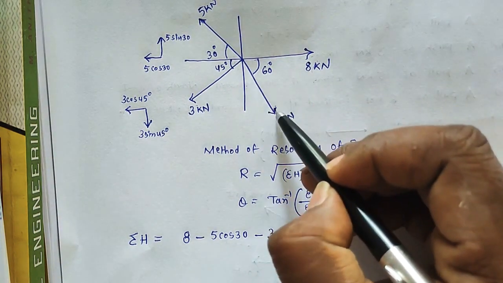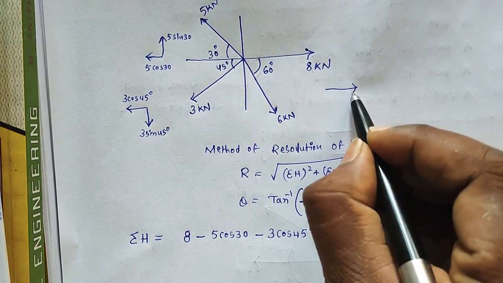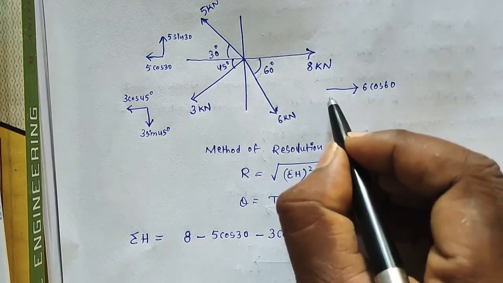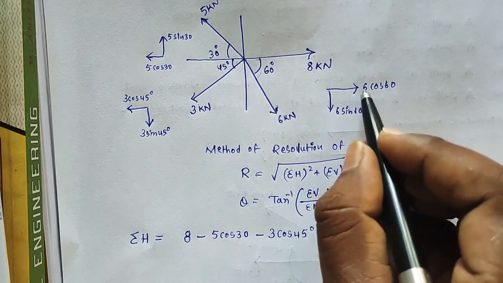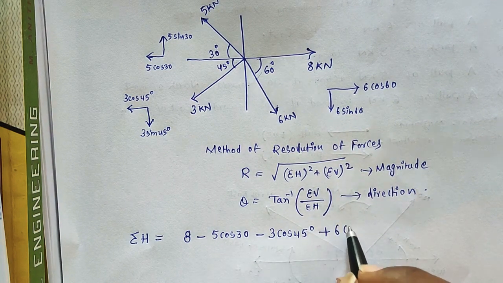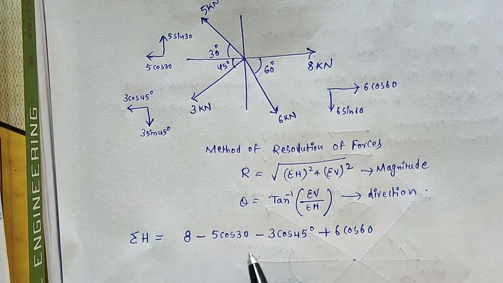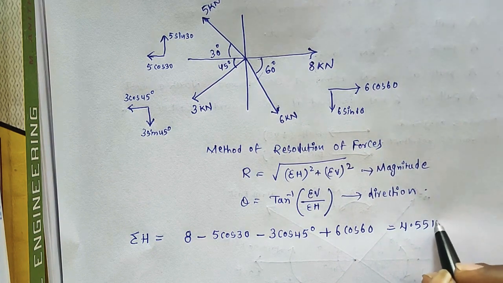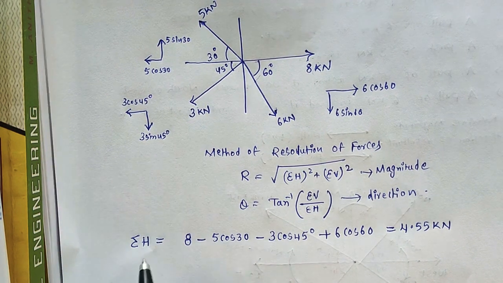After that, 6 kilonewton. It is making an angle of 60 degrees with the horizontal. So the horizontal component of 6 kilonewton will become 6 cos 60 and the vertical component will become 6 sin 60. This 6 cos 60 horizontal component acts in the positive x-axis direction. That's why plus 6 cos 60. If you calculate this using a calculator, you will get 4.55 kilonewton.